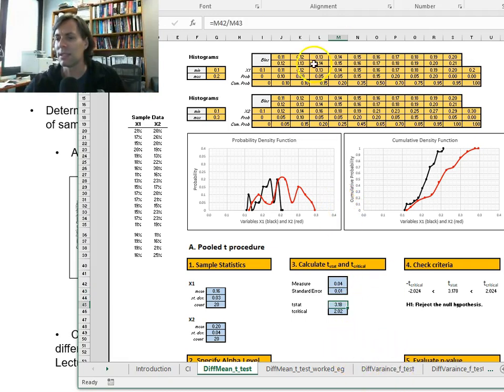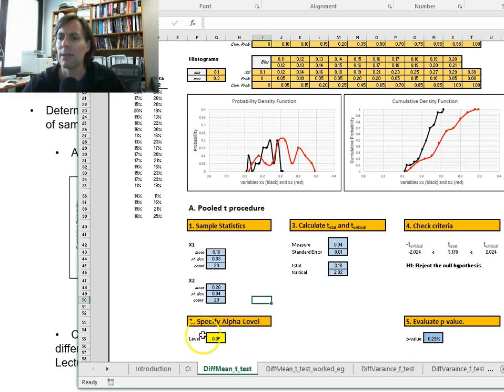Once I do that, I can calculate the t-statistic by simply dividing the measure by the standard error, and that gets me 3.18. And my t-critical is simply going to be, in this case, I have a probability which is going to be equal to, where's G55? G55 is down here. The alpha level. And I do two-tailed, so I can just put alpha in there at 5%. And my degrees of freedom is the number of data in data set number 1 plus the number of data in data set number 2 minus 2. And so that's my t-critical.